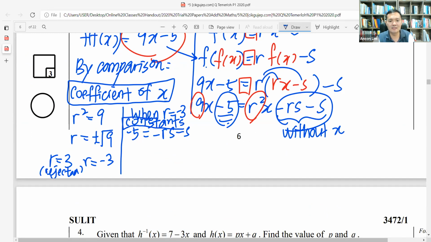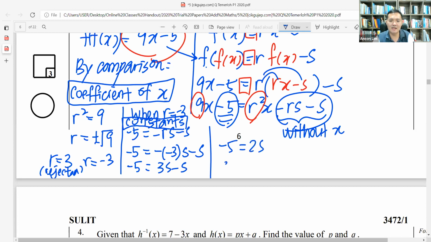Kamu hanya samakan pemalar kedua-dua belah, sebelah kiri dan sebelah kanan. Dan kamu kena cari s kan? Replace r with negative 3, then you can solve for the s. Okay, so basically negative 5 equals to 2s, s equals to negative 5 over 2.